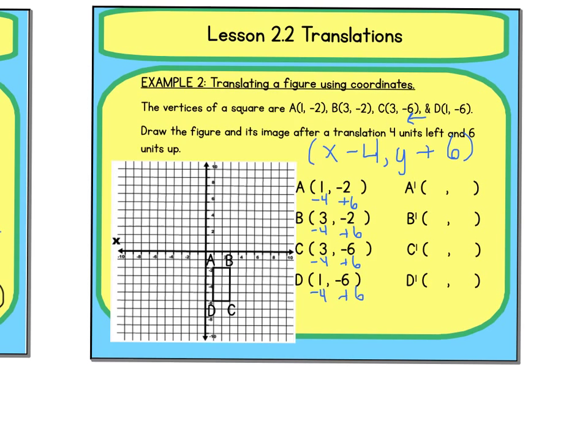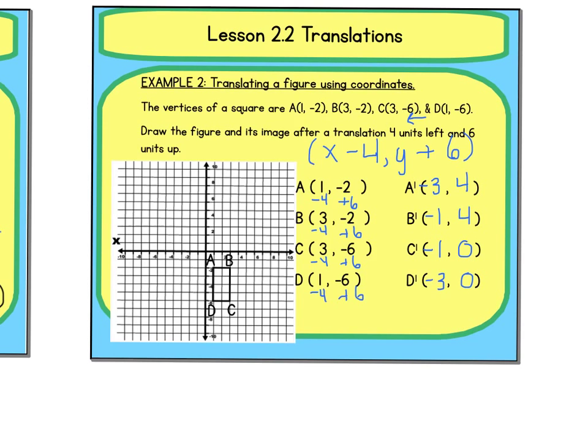1 minus 4 is negative 3. Negative 2 plus 6 is 4. 3 minus 4 is negative 1. Negative 2 plus 6 is 4. 3 minus 4 is negative 1. Negative 6 plus 6 is 0. 1 minus 4 is negative 3, negative 6 plus 6 is 0.